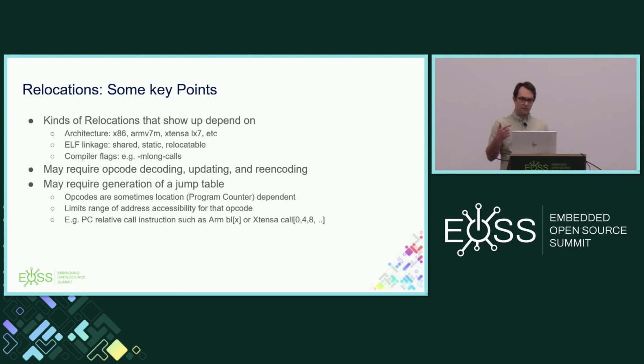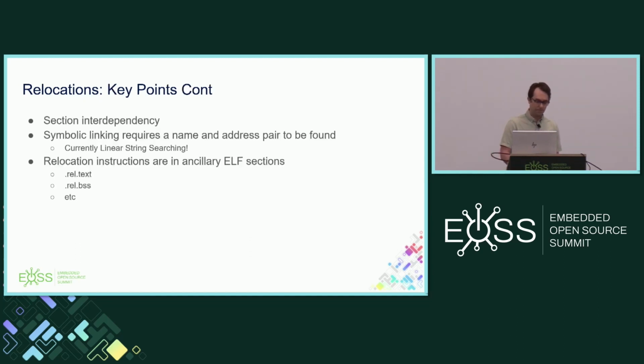If you can imagine for a moment, if the address of that function is too far away for that particular opcode to represent, now you need to create a jump table. And that's exactly why the imlong call saved the day initially. I didn't want to have to go create a jump table.